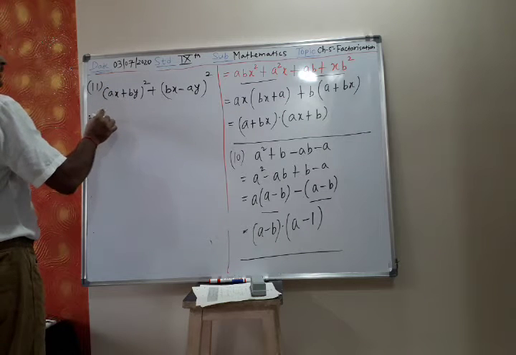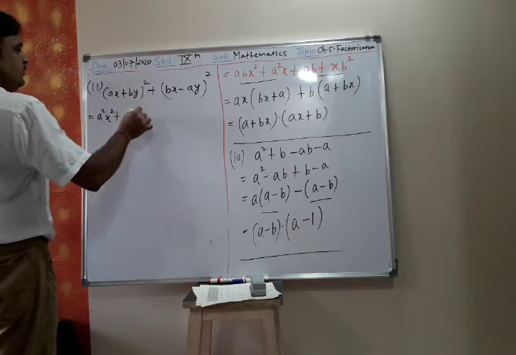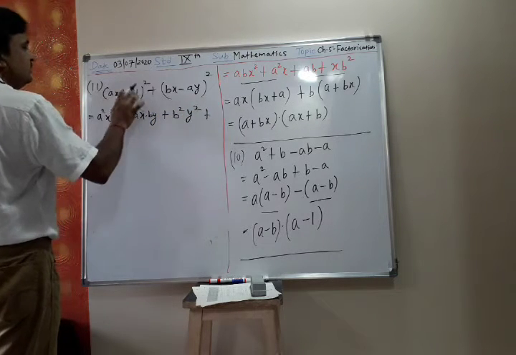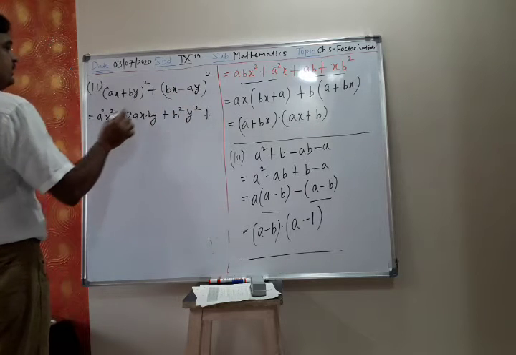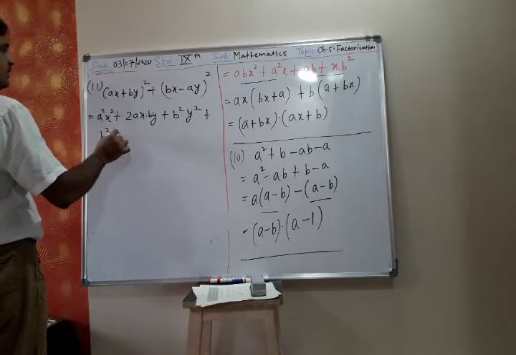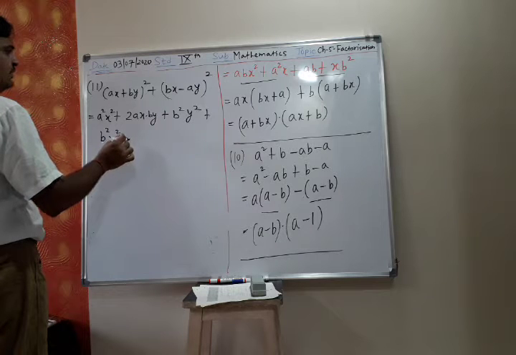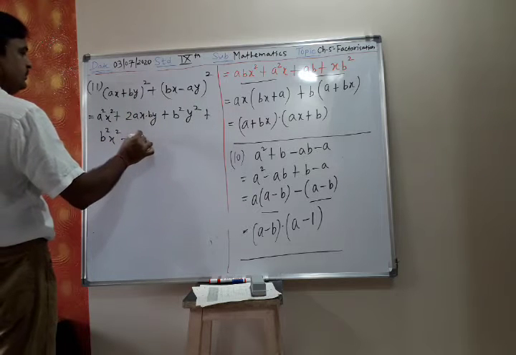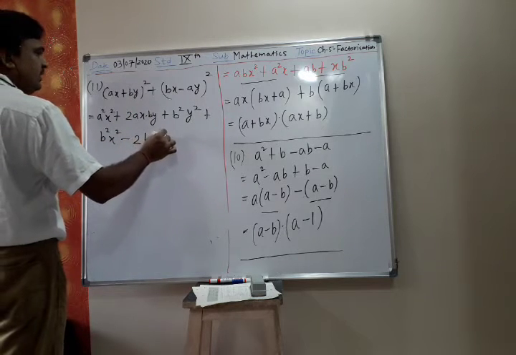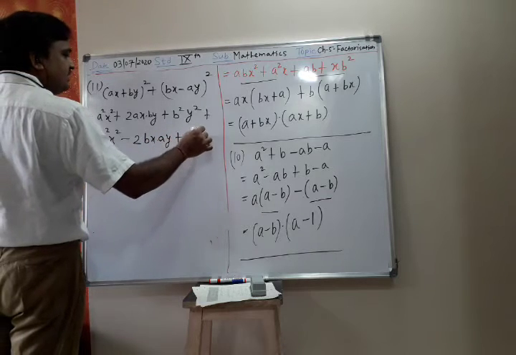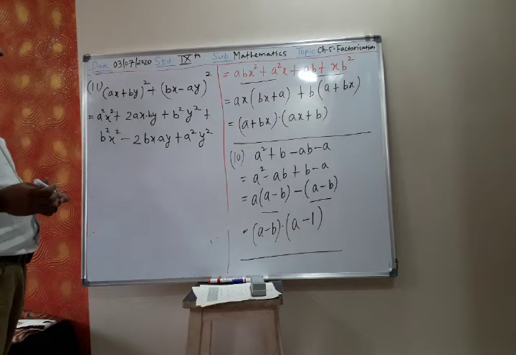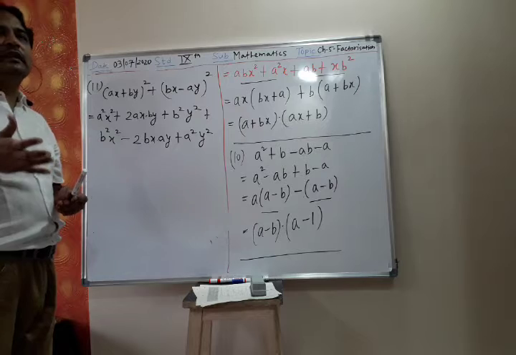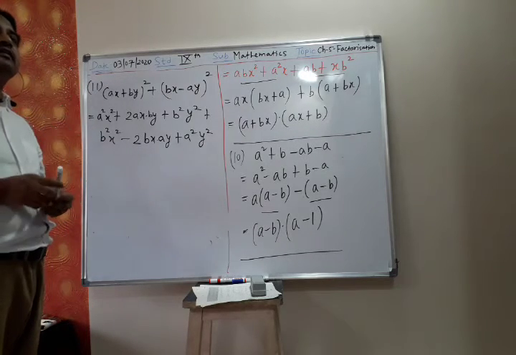So a square x square plus 2ax into by plus b square y square. First I will use the formula a plus b whole square, second a minus b whole square. So that is b square x square minus 2a bx into ay plus a square y square. By whole square is same as b square y square. No, I am writing directly that. Are you getting?